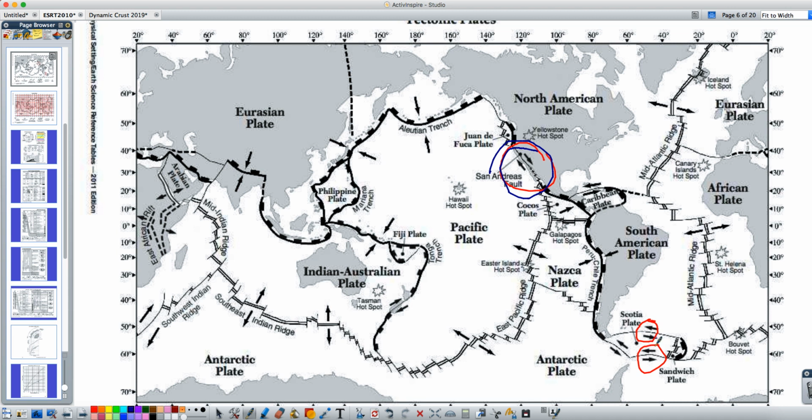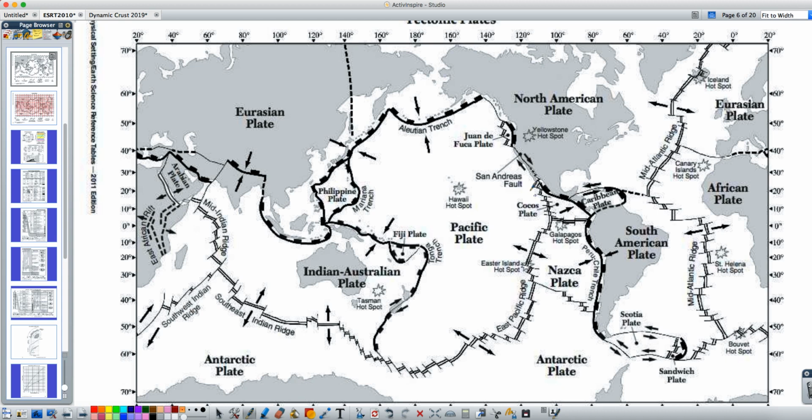There are a couple other transform boundaries out there, naturally. There's one down here by the Scotia Plate, and there's one down here by the Sandwich Plate. And there's one here in New Zealand right there. So they're not rare, but this is the most famous one right here. It's the one that's got a name, the San Andreas Fault in North America.